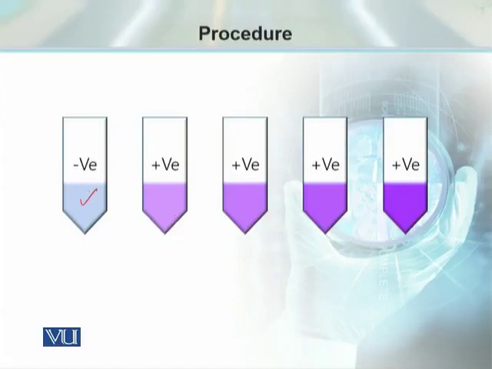And if we look at the intensities of all these tubes, the gradually increasing intensities of the color mean the concentration of protein is gradually increasing. So this color change is an indication of the presence of protein in the given sample.